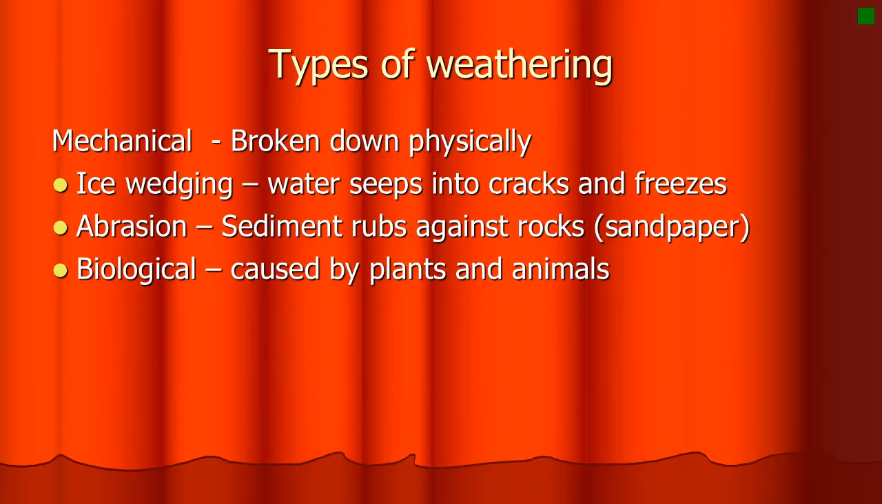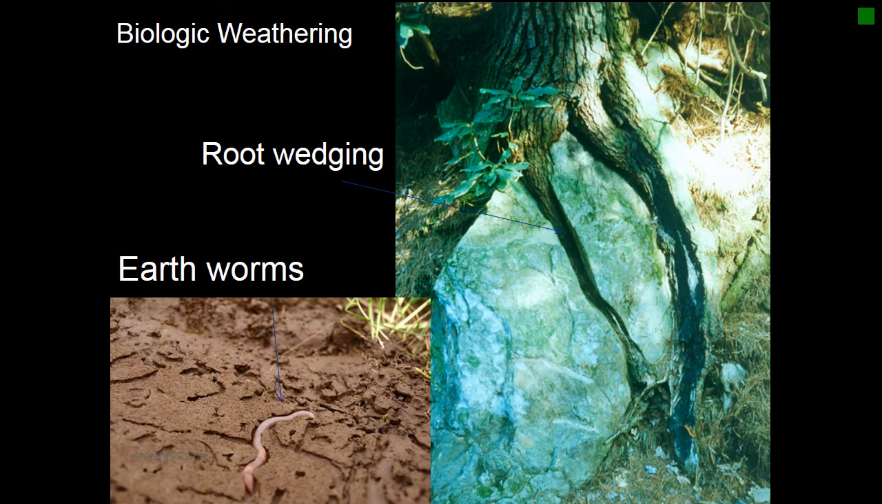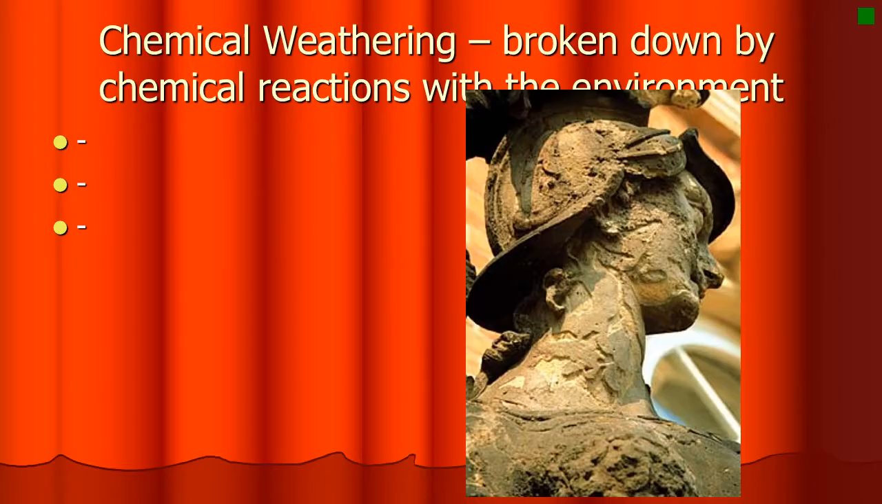Finally, as far as mechanical weathering, we have biological weathering. And this is generally caused by plants and animals, like the picture of that tree that we saw. It could be worms, it could be moles, there's all sorts of different things. It could be lichen that kind of attaches to rock and breaks it down and things like that. But a lot of times it's tree roots. You've probably seen cracks in sidewalks and things like that. That's a good example of that.